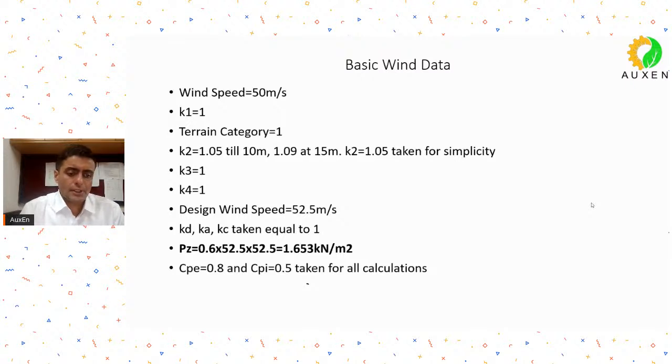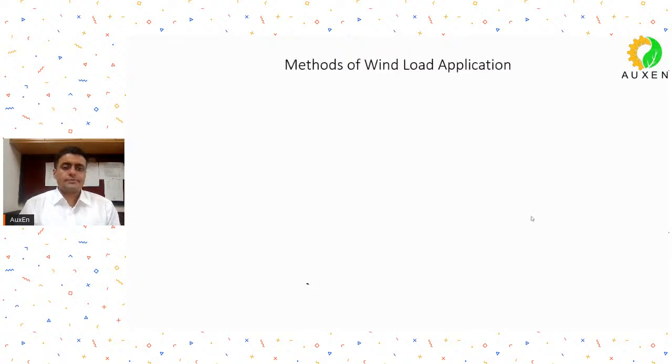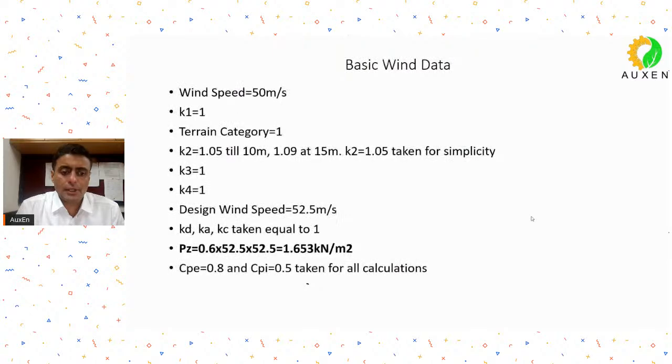Let us consider that this is a clad building. So the external wind coefficient is 0.8 and internal coefficient is 0.5. This is the coefficient that we will use for all our discussions. Moving ahead, now we will discuss the various methods of wind load application, and we will apply this calculated wind load PZ on our building.